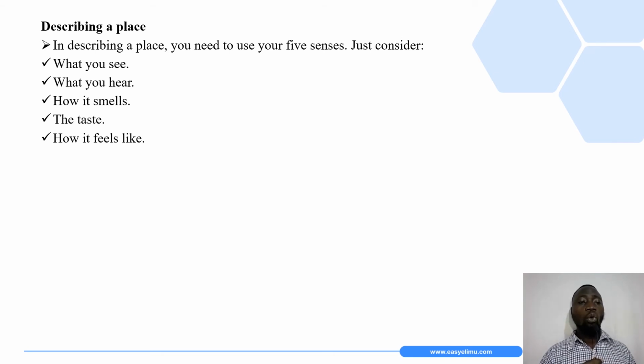So on to the next thing, I'd like us to look at how to describe a place. In describing a place, dear students, you need to use your five senses. Before I talk about the five senses, remember earlier on we said that when describing a person, we can talk about the inward characteristics and the outward characteristics. I did not differentiate what inward characteristics and outward characteristics mean.